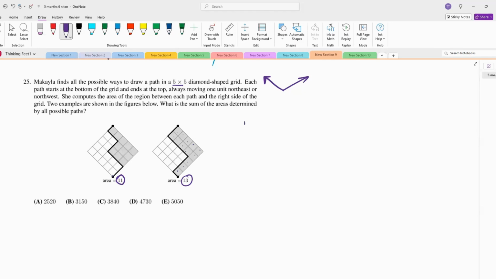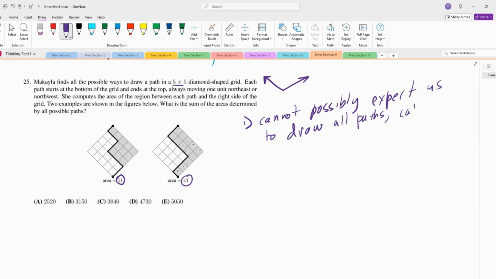Now, here's the major clue. The question cannot possibly expect us to draw all paths, calculate the area, and add them. That's going to be too tedious, and they know that it's not a practical thing to do. So that's clue number 1.